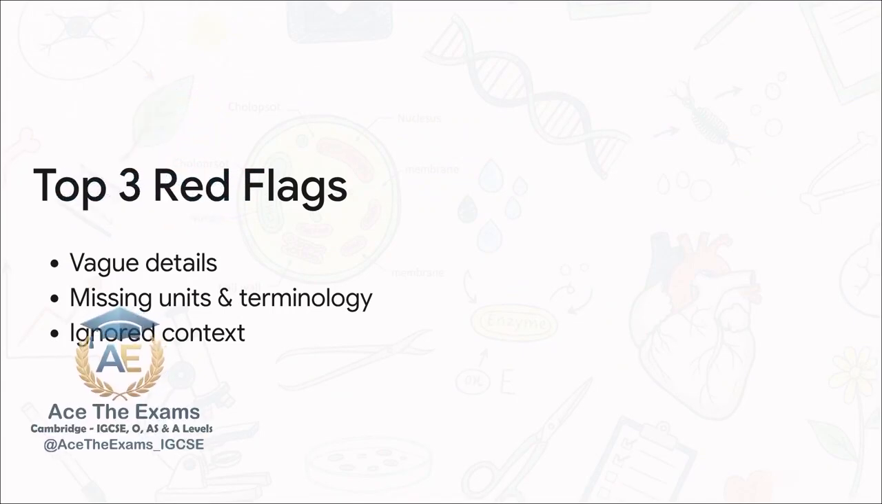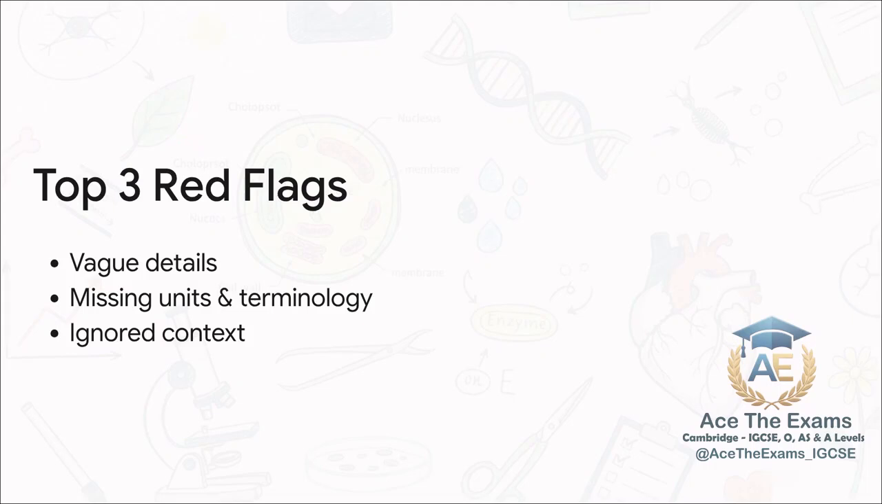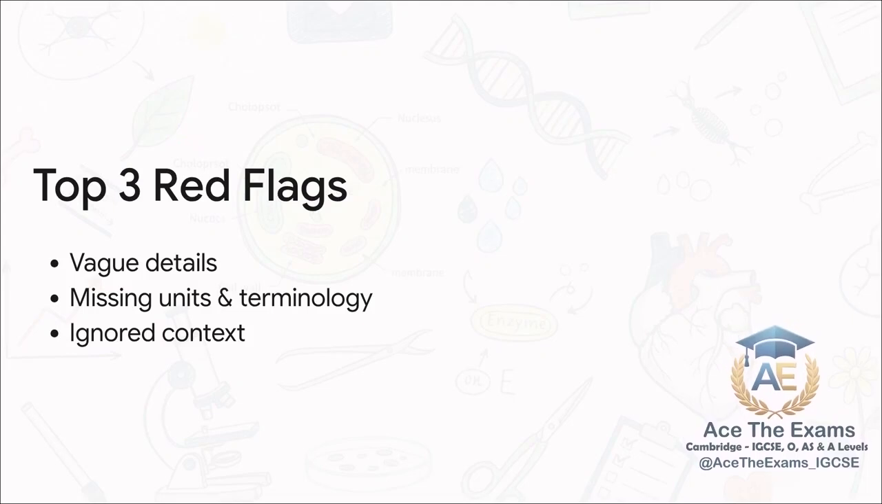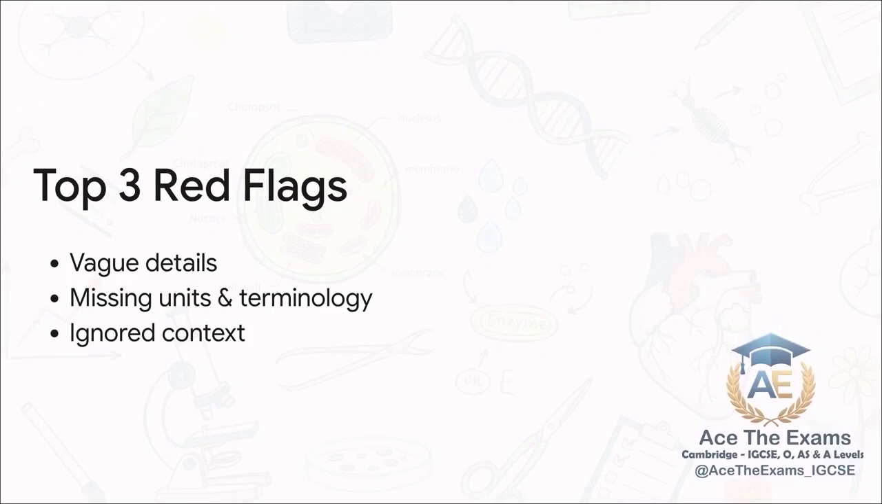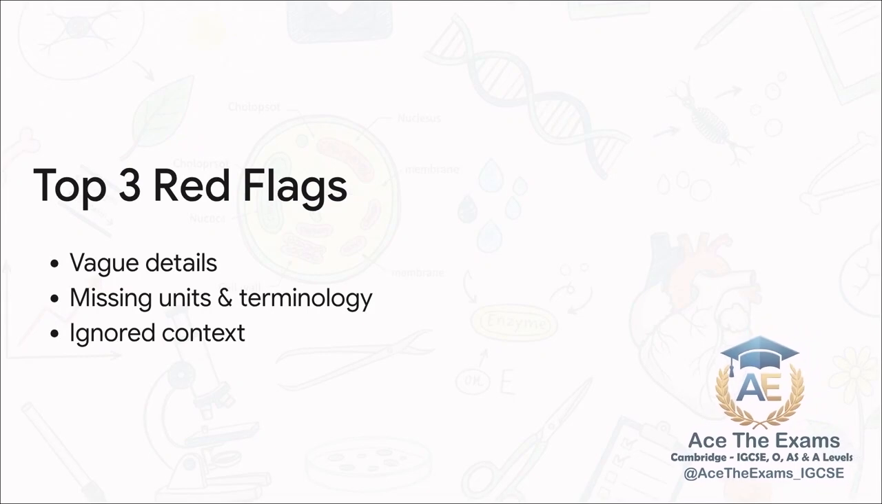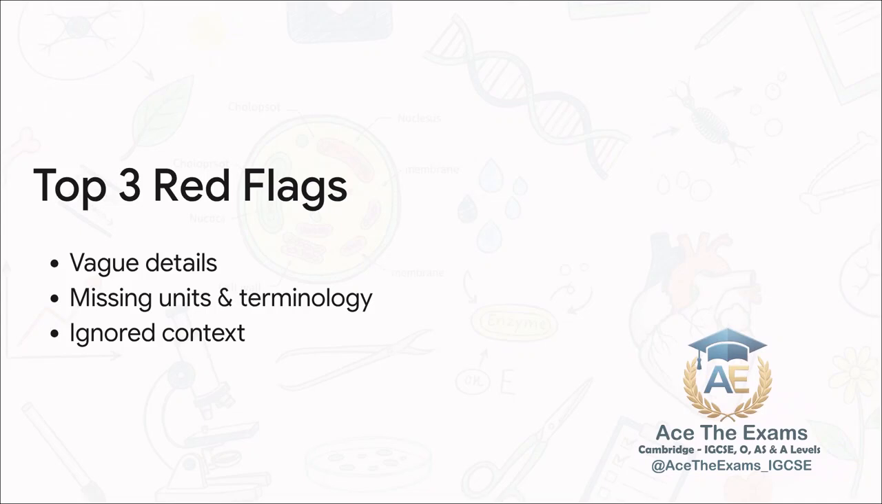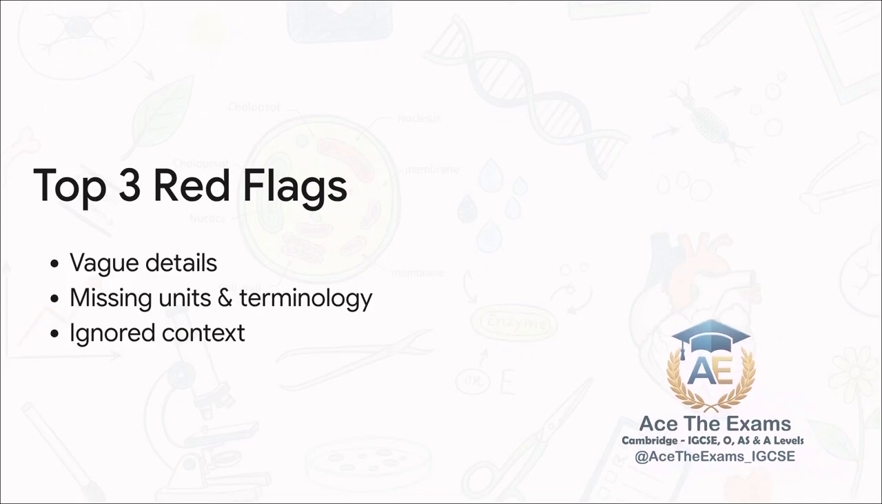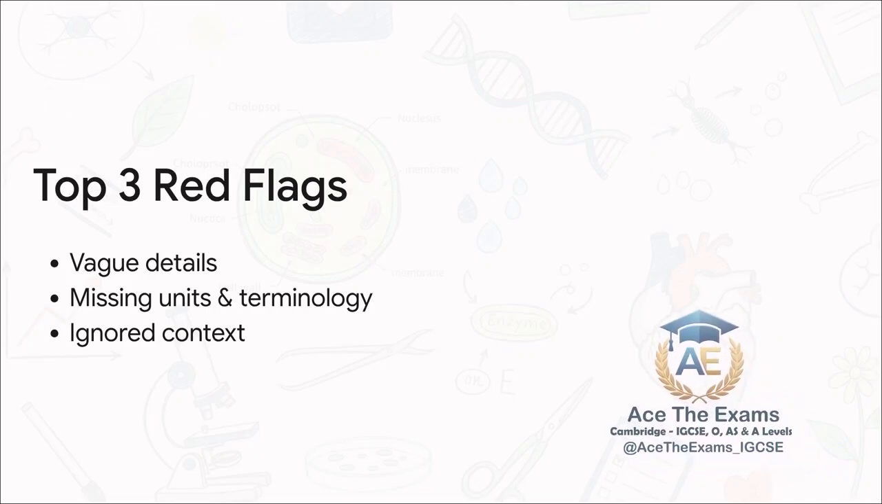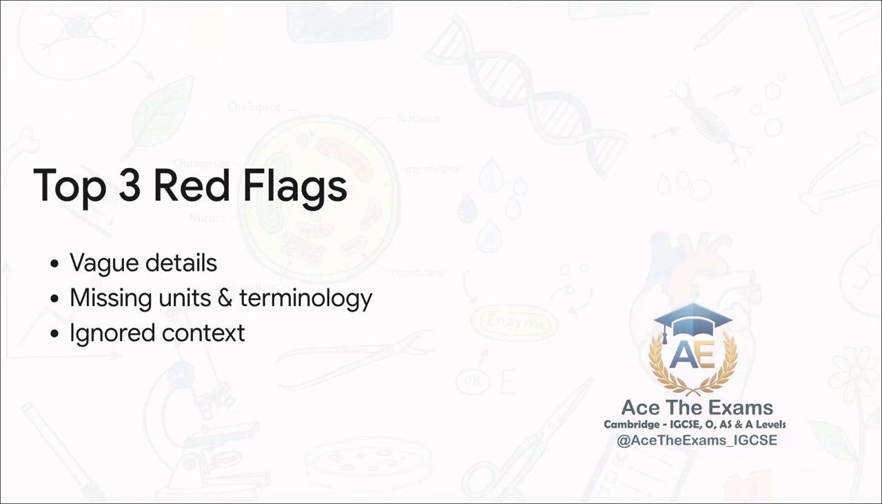Number 2, missing units and sloppy terminology. Failing to check your units when calculating data is just a massive unforced error. Don't do it. And number 3, ignored context. The whole syllabus emphasizes transferring principles to unfamiliar contexts. If you just recite memorized textbook facts without applying them directly to the specific experiment they gave you in the prompt, you will be penalized for sure.